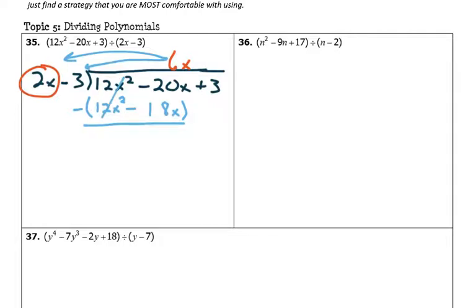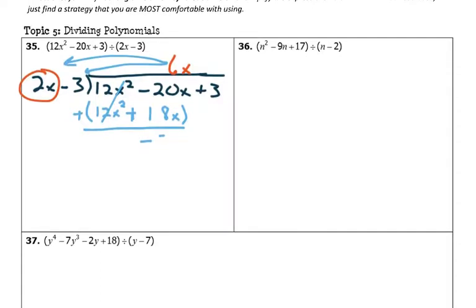And then negative 20x minus negative 18x, which is the same as saying negative 20x plus positive 18x if we do keep change. And we can show that here if we want, plus. Keep change. So that ends up giving us negative 2x. And we're just going to bring down the 3, so plus 3. So now, how many times does 2x go into negative 2x? If we divide that, we end up getting negative 1.